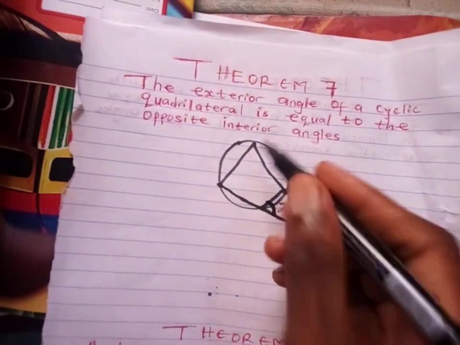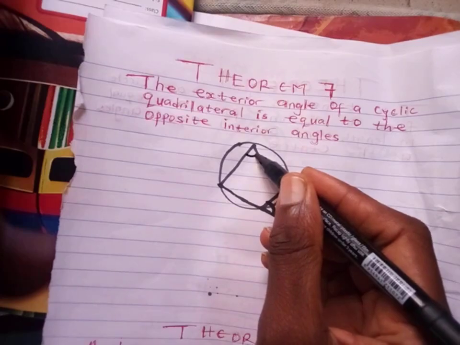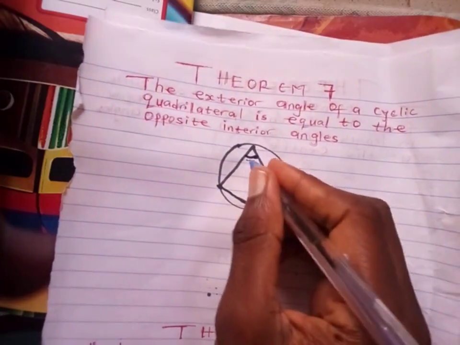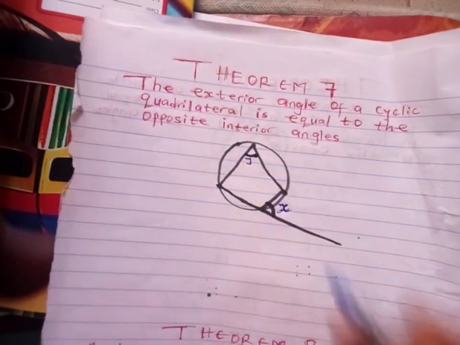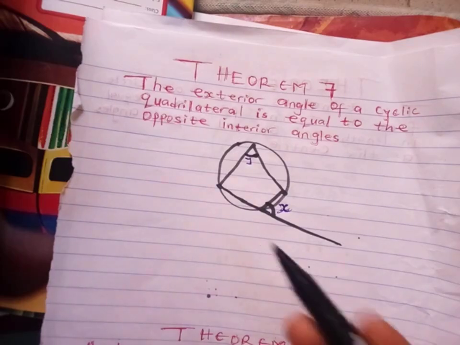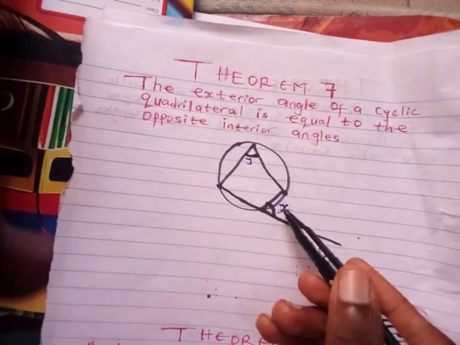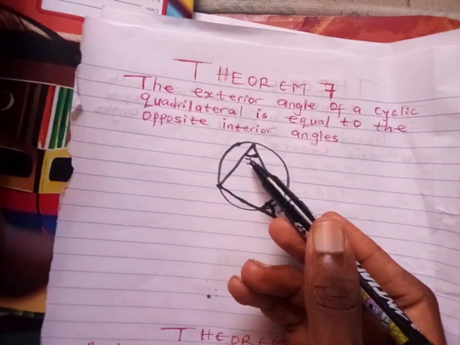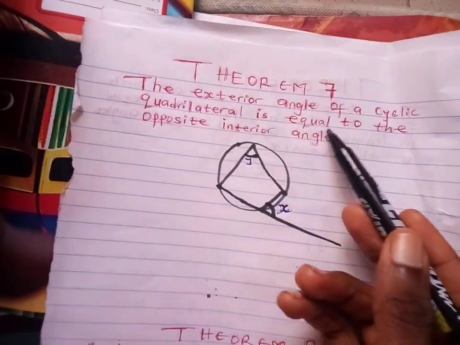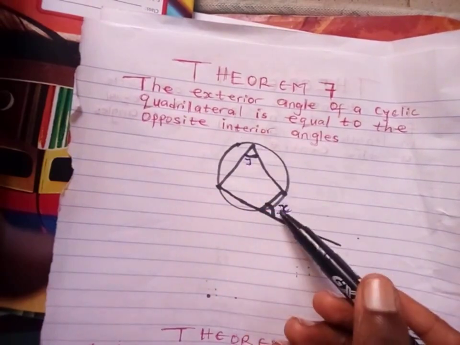Okay, now, of course, we know that angle is formed here. Let me label this very angle here Y. All right. Now, if we go by this, it means that X is going to be equal to Y. Why is it so? This is because this very angle is opposite to this.